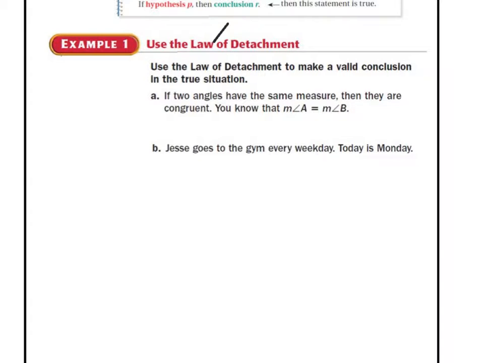If two angles have the same measure, then they are congruent. You know that the measure of angle A is equal to the measure of angle B. Tell your partner, what can you conclude? Okay, what can I conclude? Raise your hand if you can tell me what we can conclude.